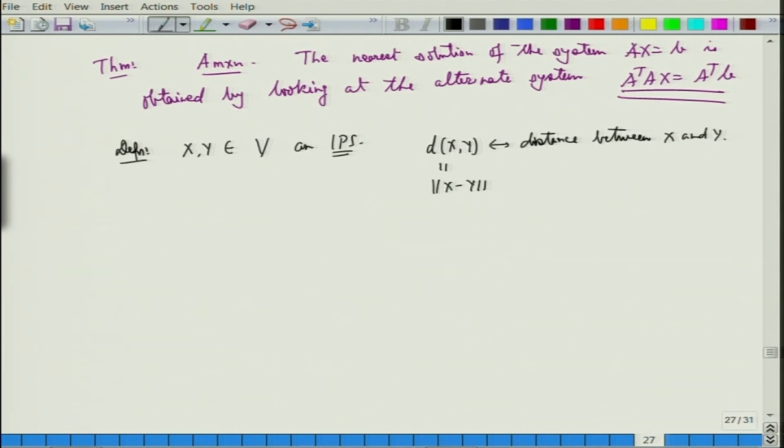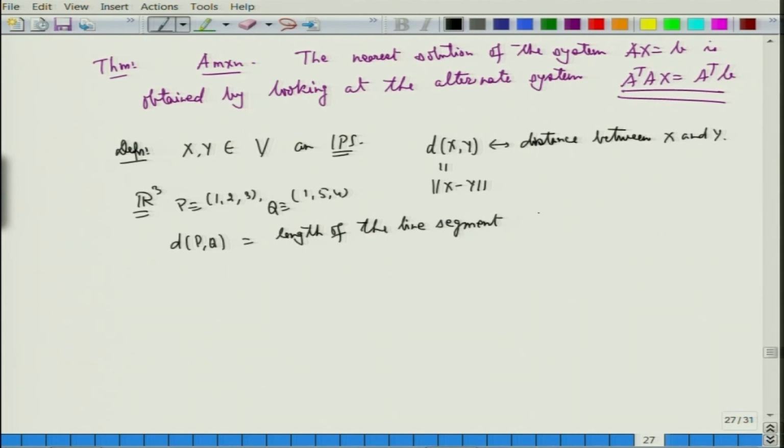So this is what we have been doing, that if I am taking Rn or say R3, I have vector 1, 2, 3 and I have vector say 1, 5, 4, P and Q here, fine. Then the distance between P and Q was nothing but the length of the line segment joining P and Q. So we looked at P minus Q and looked at the length, which was nothing but, just keep recalling things one after the other, 1 minus 1 whole square plus 2 minus 5 square plus 3 minus 4 square. This is what we had, all right.